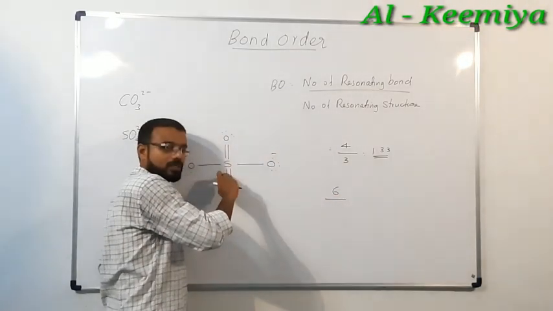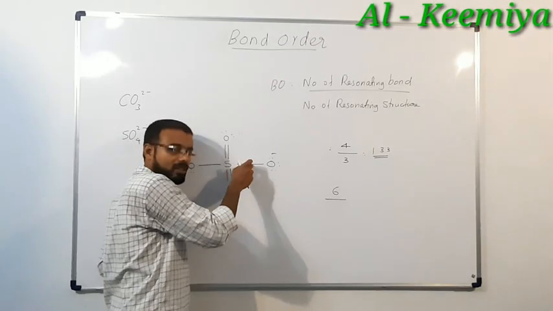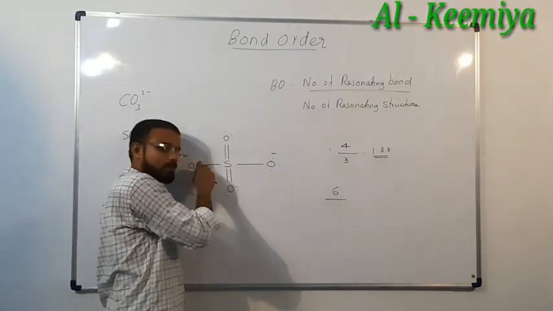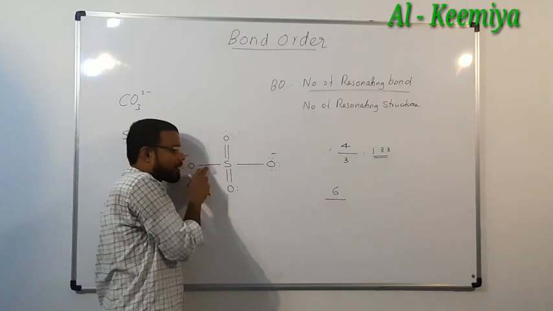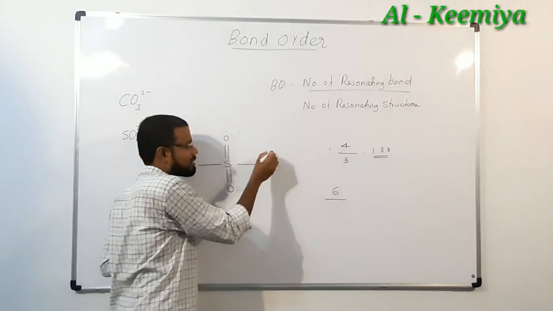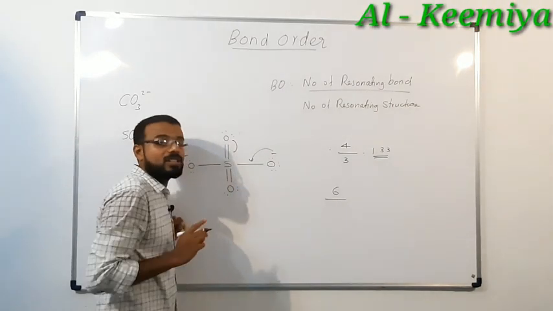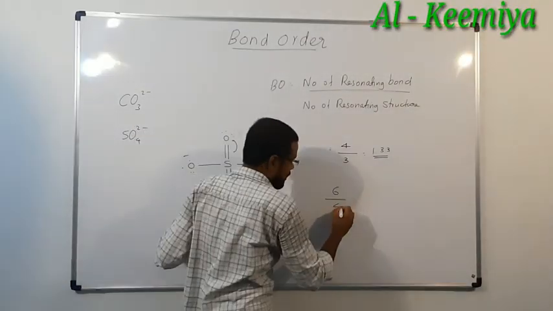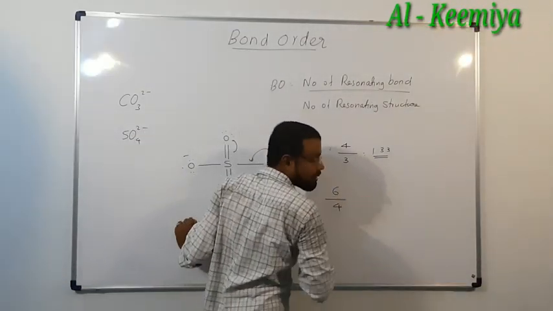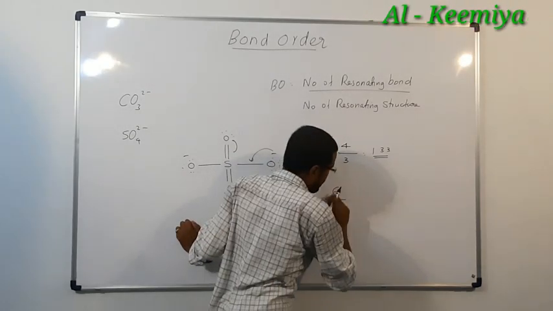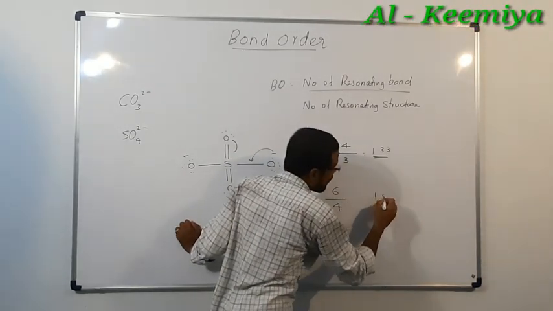One double bond here, then another structure. One double bond here, that is another structure. That is, this shifting here, this shifting here. So double here. In this way we will get how many structures? 4 structures. So 6 by 4, that is equal to 3 by 2, that is 1.5.